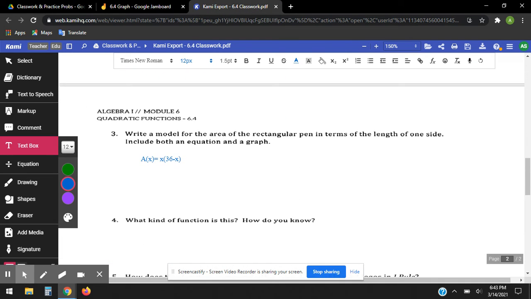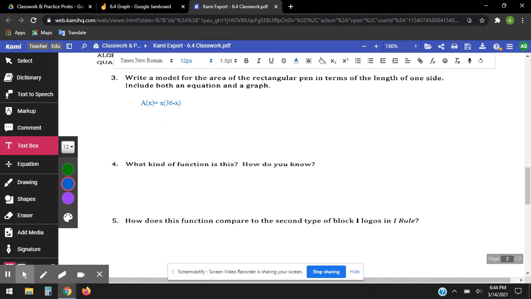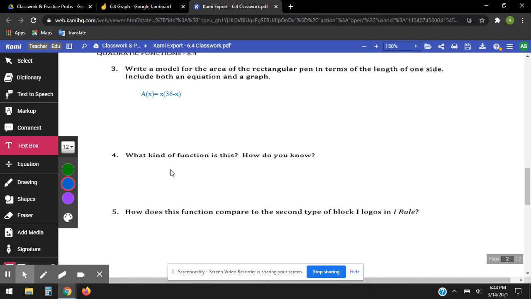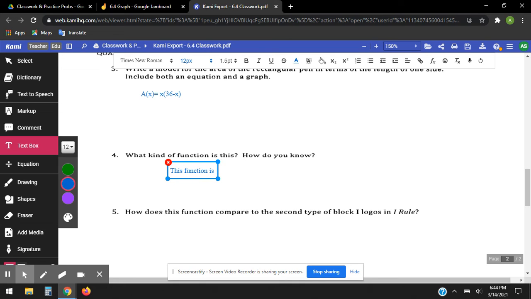All right, so I did my equation in my graph. What kind of function is this? Well, what kind of function do we have here when it makes that kind? Well, this function is quadratic. Quadratic. All right. Because it graphs as a parabola.